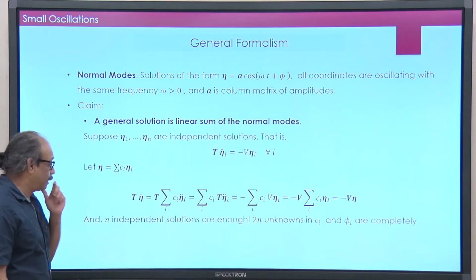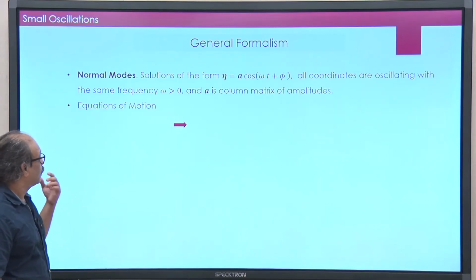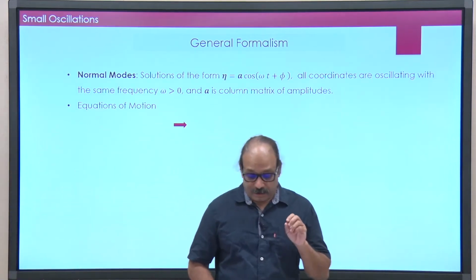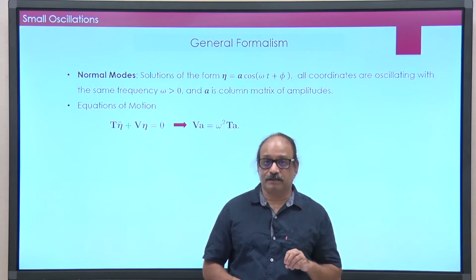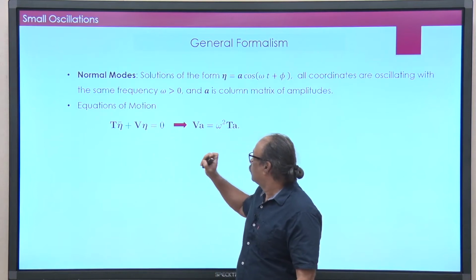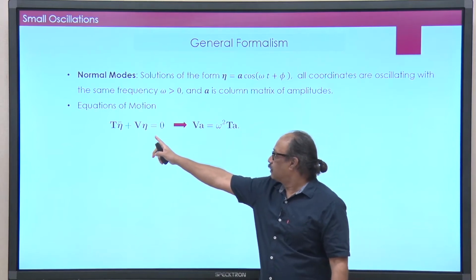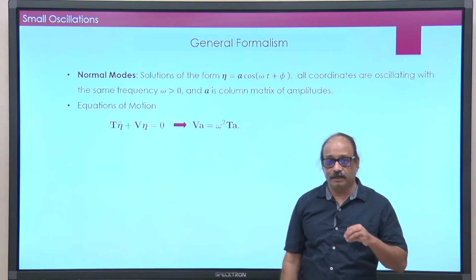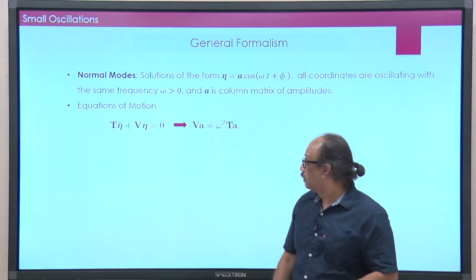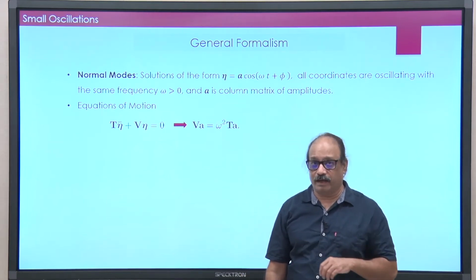Fine. Now, the second part of the proof is to show that these are solutions. Look at the equation of motion, that is T operating on eta double dot plus V eta is equal to 0, and when I substitute this eta back into this equation, all that happens is I get V into A. Remember, V is an n by n matrix, A is your column matrix. So, V into A becomes equal to omega square T into A.